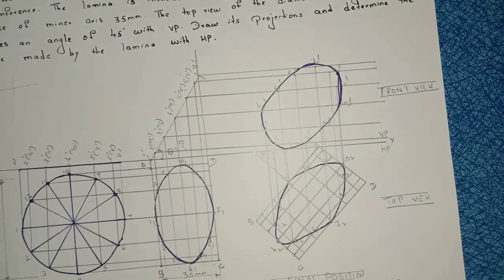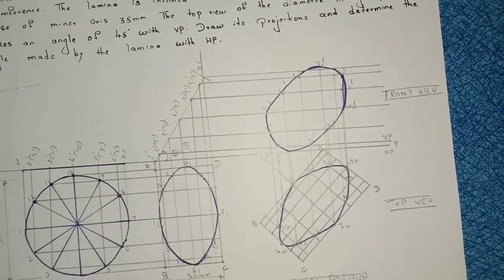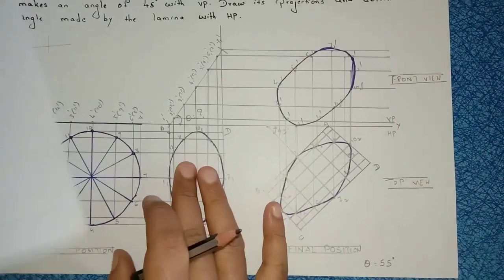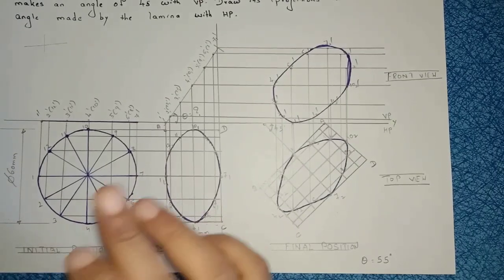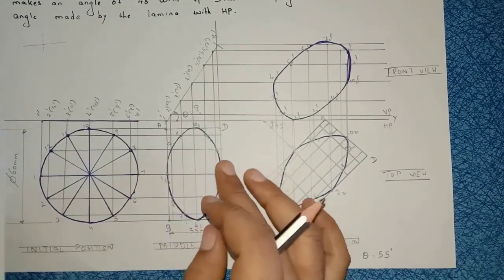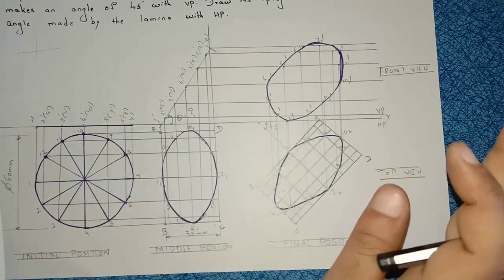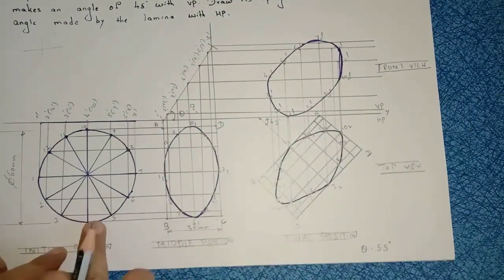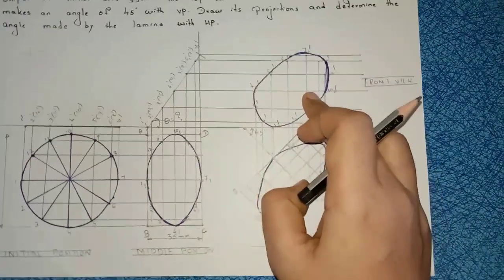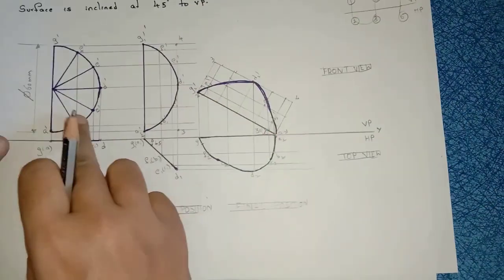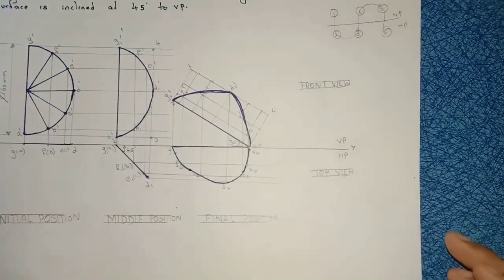See, the semicircle problem and circle problems both are important. It takes time, but it is very simple. 1, 2, 3, 4, 5, 6. We are remembering this: we are starting the problem in HP, ending will be in VP. We are starting the problem in VP, ending will be in HP.